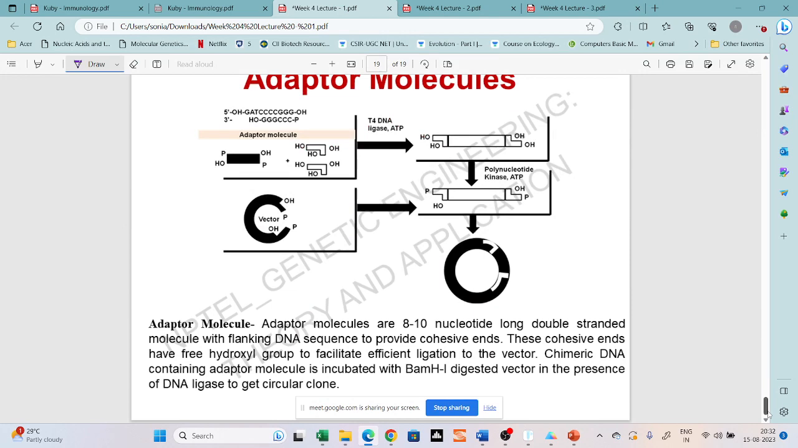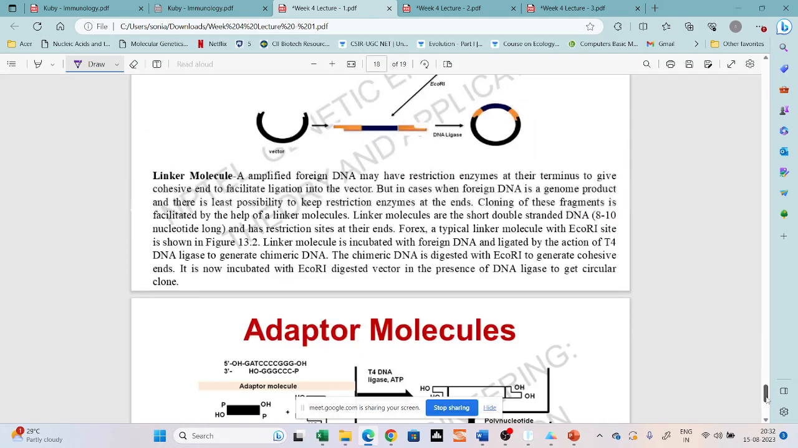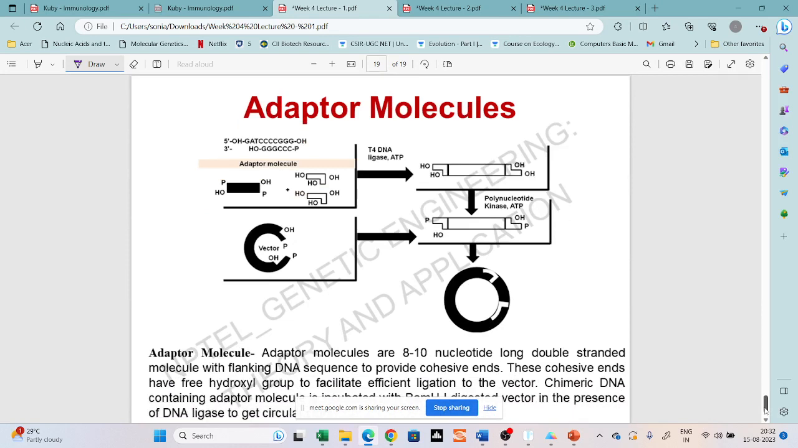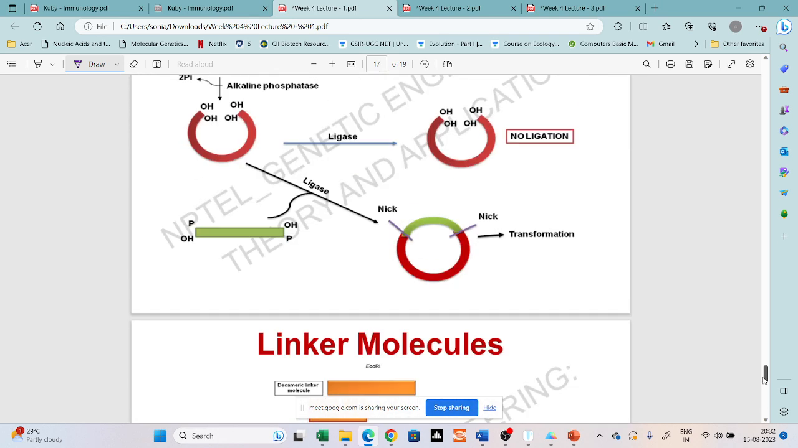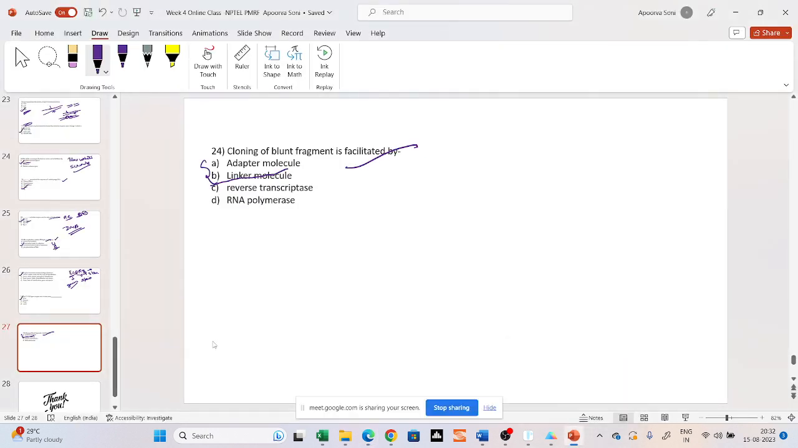They ligate at the cohesive end of the strand. No. Okay, I'll tell you. So, I'll just explain to you in the PPT itself. Correct.